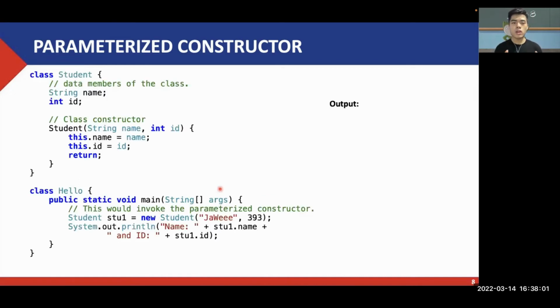We have the sample code here. You can see a class Student. We have the constructor taking two parameters, name and ID. Here, for the object I pass in JaWeee and 393. And when I print out student one's name and student one's ID, we get the output name JaWeee and ID 393, which we passed in through the constructor.